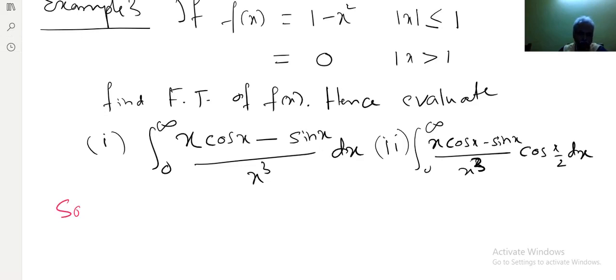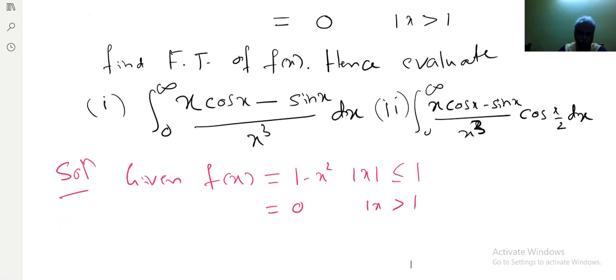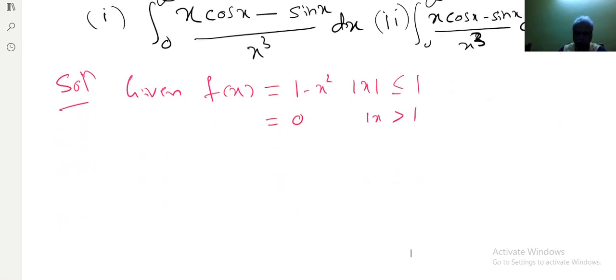Solution to example 3. Given function, of course not necessary to write here, but in the examination you write here: first write down f of x equal to 1 minus x square or 0, in the range mod x less than or equal to 1, mod x greater than 1. If the equal to sign is here and there, need not worry much. Now first let us consider the Fourier transform of, be along with me with little speed, let us go.